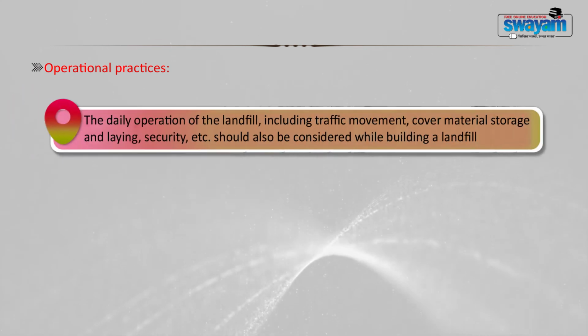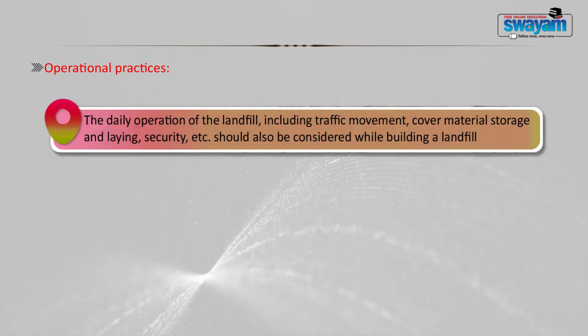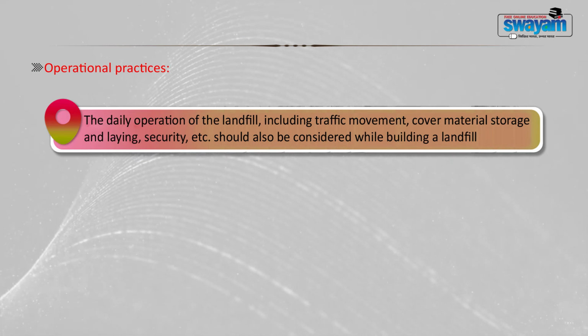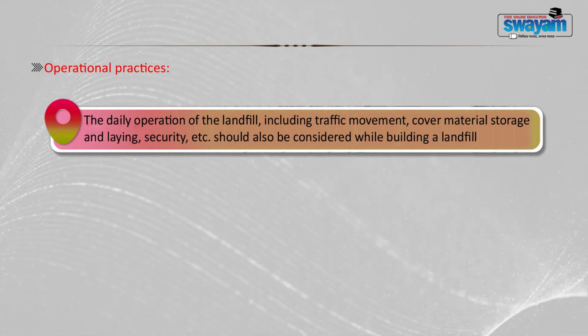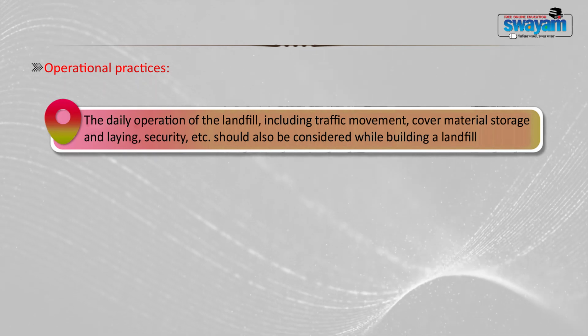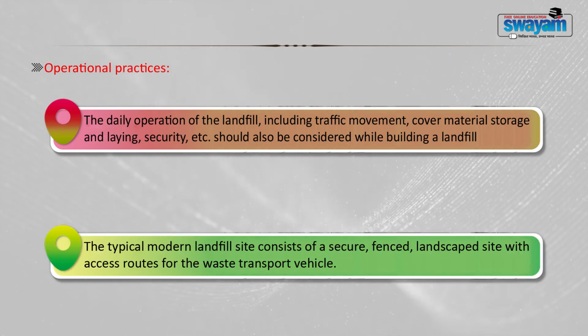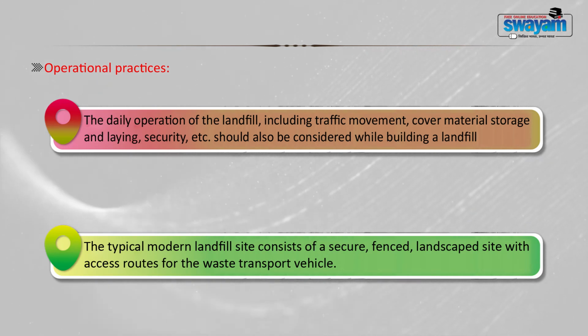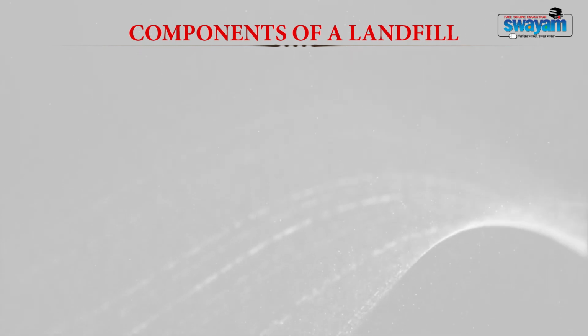The last criterion which you have to look into while engineering a landfill is the operational practices. Now, the daily operation of a landfill, including traffic movement, cover material, storage, laying, security, etc., should all be considered while you engineer or design a landfill. Now, a typical modern landfill site will consist of a secure, fenced, landscaped site with a proper access route for the waste transport vehicle. Now, let us look into the various components of a landfill.